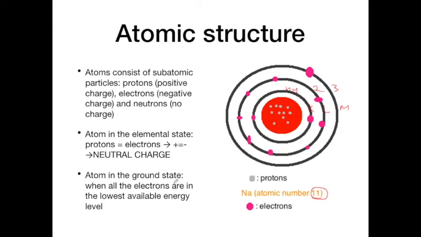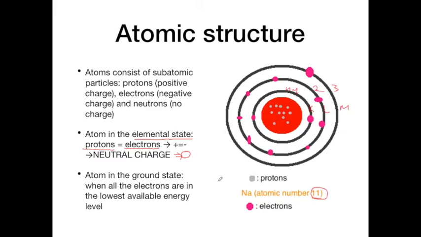So what we deduce from the fact that the number of protons in an atom equals the number of electrons is that the number of positive charges in an atom equals the number of negative charges in an atom. That means that the overall charge, the net charge, is 0. Neutral charge, that means 0. And this is called the elemental state. Now there are also neutrons in the nucleus, but neutrons have no charge.